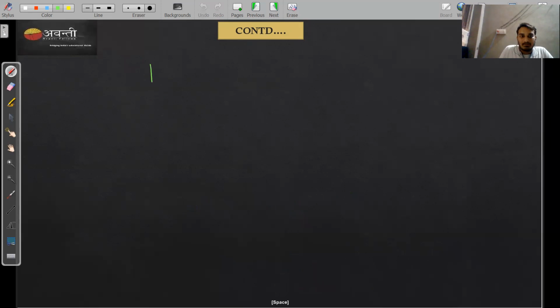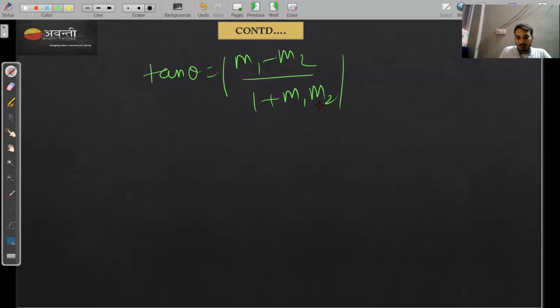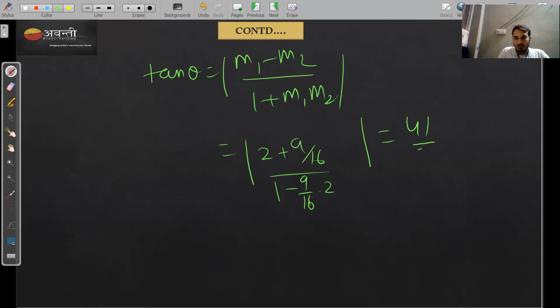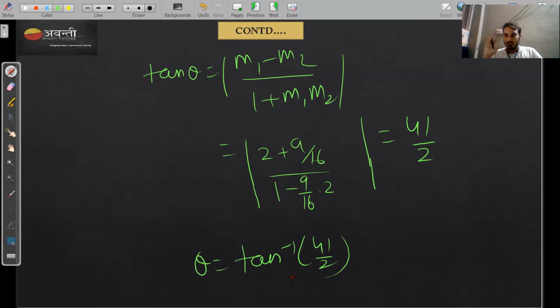So what is that acute angle? Tan theta would be nothing but modulus of M1 minus M2 divided by 1 plus M1 M2. Yes or no? When you put the value of M1 M2, 2 plus 9 by 16 divided by 1 minus 9 by 16 times 2, you get 41 by 2. Okay, this is the modulus. So theta is nothing but tan inverse 41 by 2. So this is the answer.